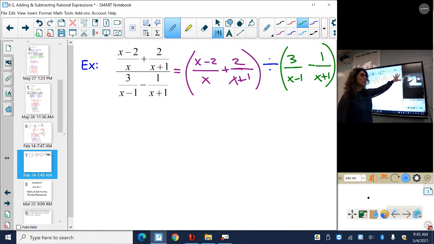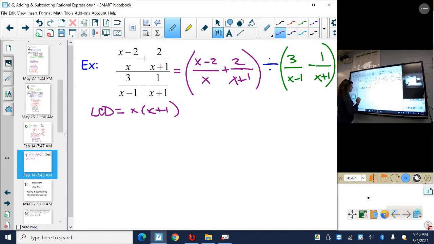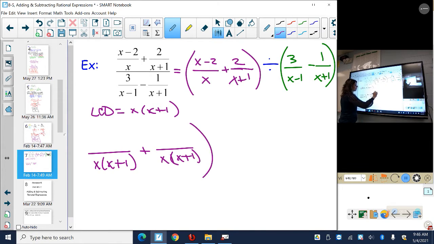I have two problems I have to do. After I simplify these two fractions and write them as one, and simplify these two fractions and write them as one, I then can do keep, change, flip at that point after I get down to two fractions. So the very first thing we're going to do is work this purple one here. This is already factored completely, so my LCD is going to be x times an x plus 1. So I need an x times an x plus 1 here, plus an x times an x plus 1 here.